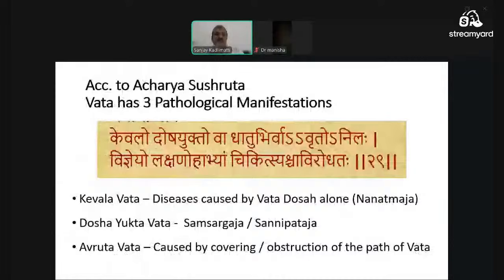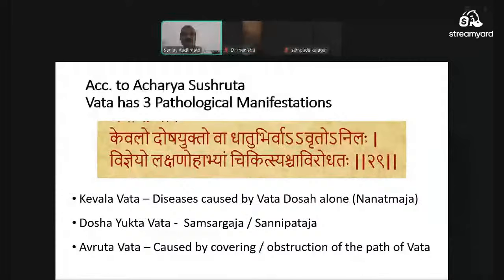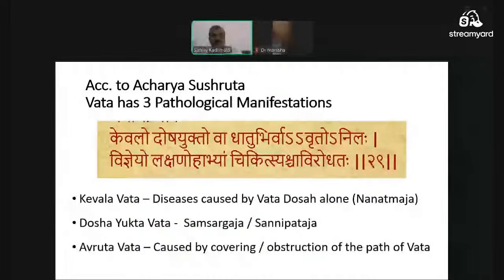According to Acharya Sushruta, Vata has three pathological manifestations. Kevalo, doshayukto va, dhatubhir va, avrto anilaha, vijneyo lakshanair uhyaihi. See, uhya means you have to guess, because lakshanas are sometimes very tedious. Pratyaksha is not possible. Uha, guessing. Chikitsascha avirodhataha. So Kevala Vata is one pathological manifestation.